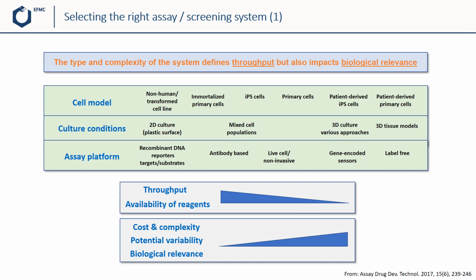Regarding throughput, one needs to consider the following, going again from left to right. Now in the assay platform row, it is easier to achieve a higher throughput with a simple DNA reporter-based readout versus a more complicated analysis using, for instance, live cell microscopy and sophisticated image analysis. So what we have just discussed here highlights that several aspects need to be factored in when deciding for the right assay system for your phenotypic project.